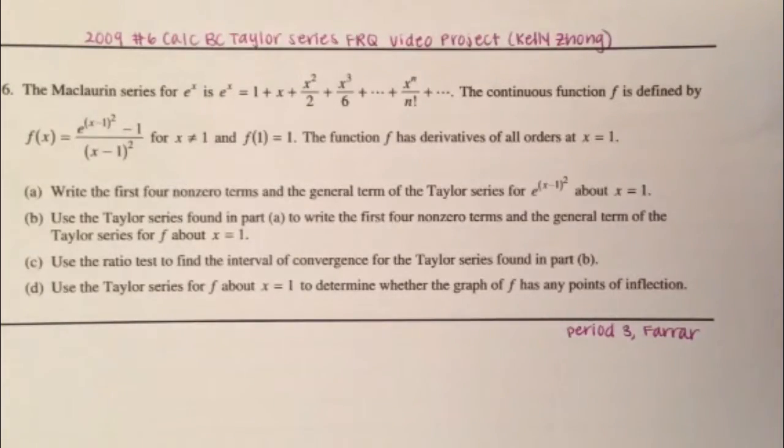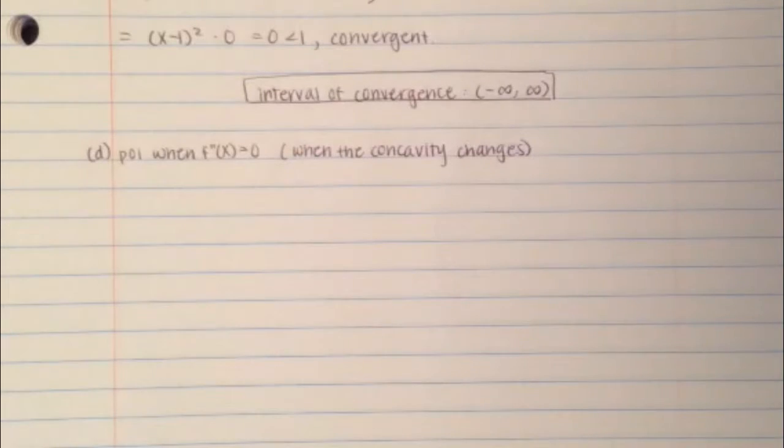Part D says, use the Taylor series for f about x equals 1 to determine whether the graph of f has any points of inflection. A graph of f of x has a point of inflection when the second derivative of f of x equals 0, or basically when the concavity changes. To do this problem, you would take the second derivative of f of x to see when the concavity changes, to find the x value.